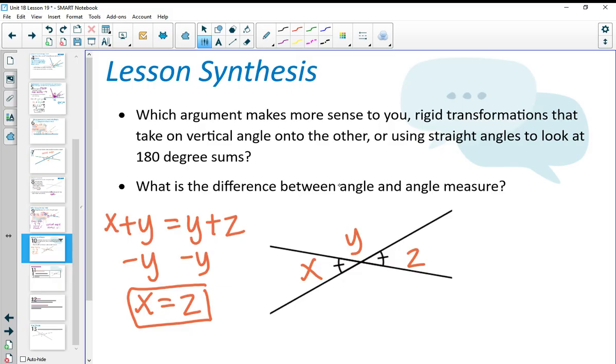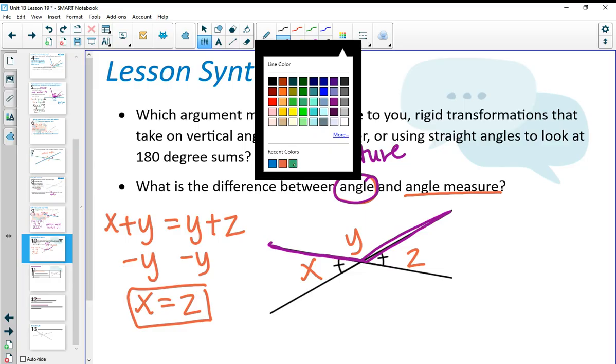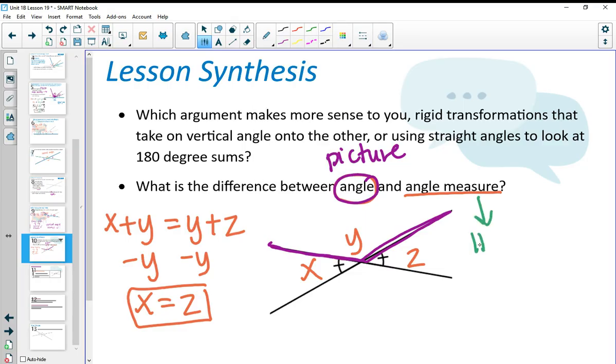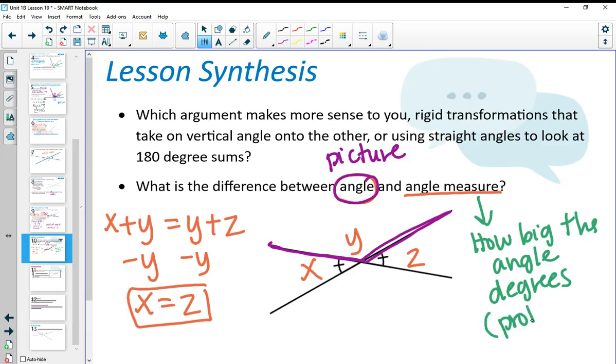And then, what is the difference between an angle and an angle measure? An angle is the angle itself, the picture of the angle, so looking at the picture or the diagram. When we talk about an angle measure, it is how big that angle is. You would use a protractor to figure this out, so how big the angle is in degrees.